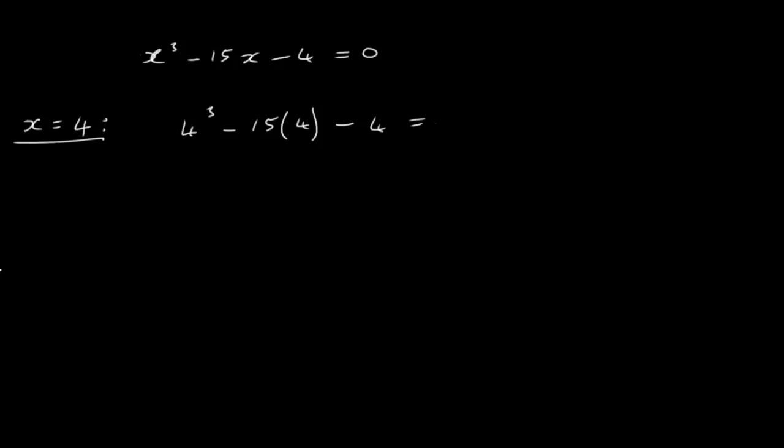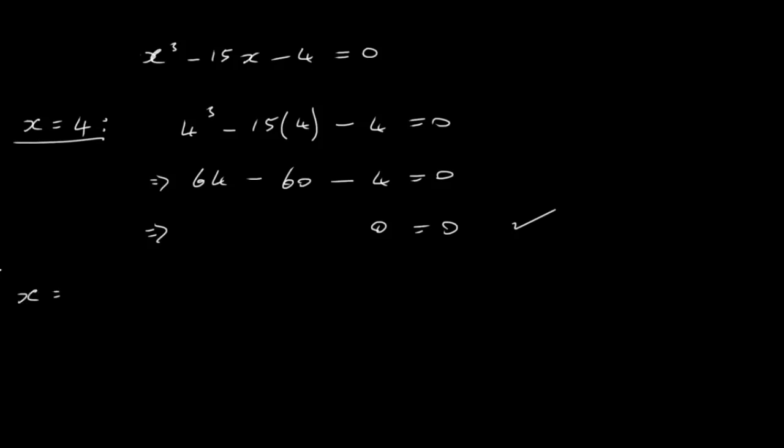Our equation was x cubed minus 15x minus 4 is equal to 0. So our first root was x is equal to 4. Let's just check that out. So that's 4 cubed minus 15 times 4 minus 4 is equal to 0. So 4 cubed, 4 times 4 times 4 is 64. 15 fours is just going to be 60. Minus 4 is equal to 0, so this works okay. 64 minus 60 is 4, 4 minus 4 is 0, so 0 is equal to 0, so 4 works.